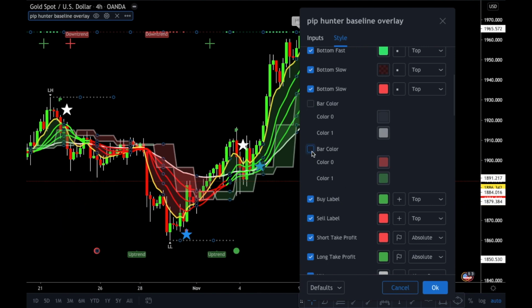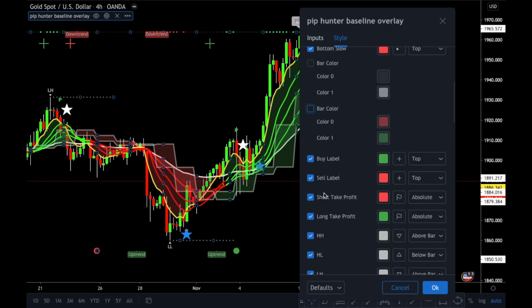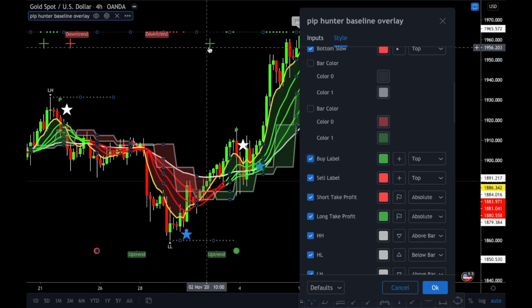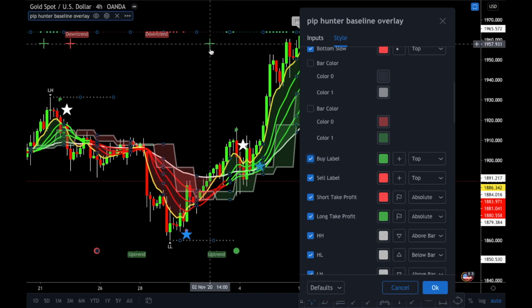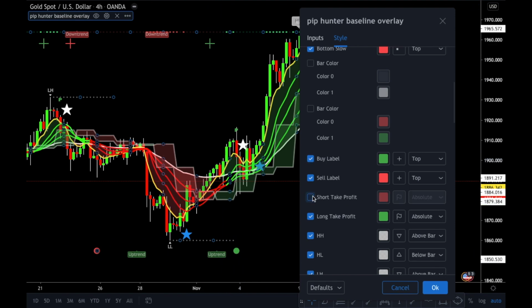We'll just turn this off so it doesn't confuse anything. And now you've got your buy and sell label, which is the plus. So once this kicks in, it's telling you basically you're going into a buy trend, just like an uptrend would, just like a teamer would. It's giving you that type of signal. You've got your short take profit and your long take profit. That's what the flags are.